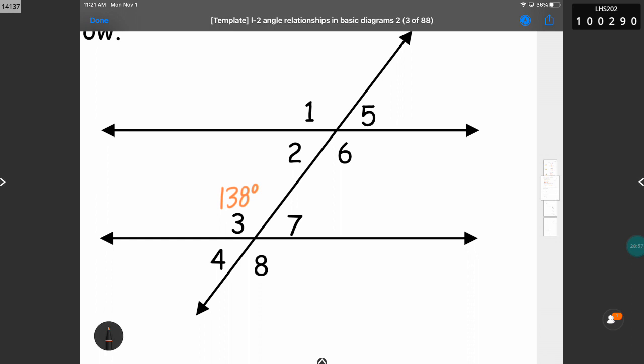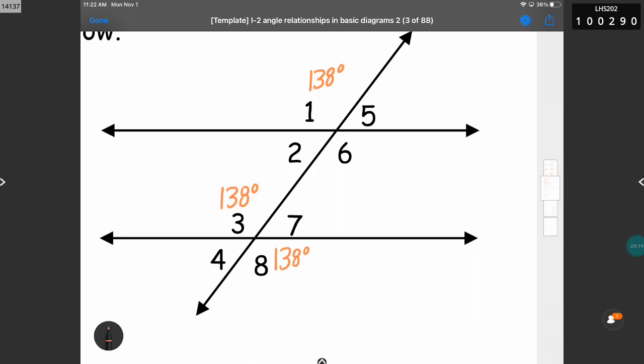If I did the translation, where would 3 end up? On 1. They're corresponding. Which also makes what one at the top? 6, 138. Okay? So I have those 4 angles.